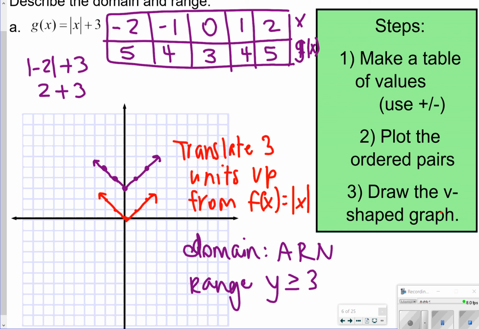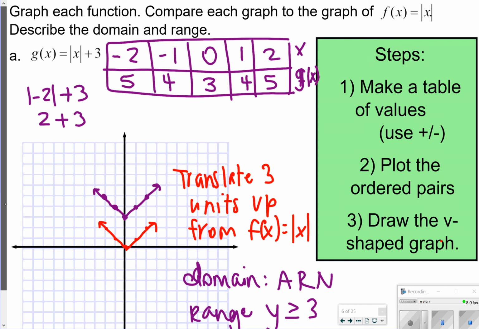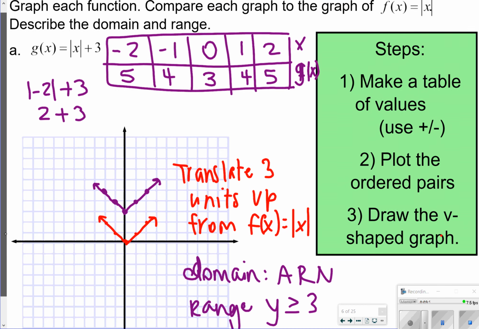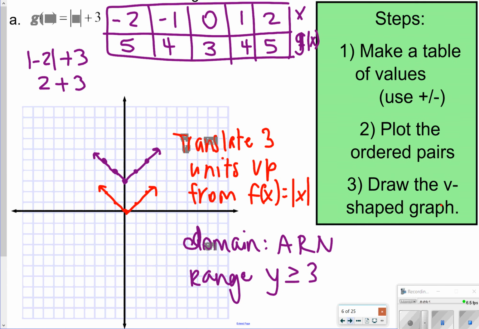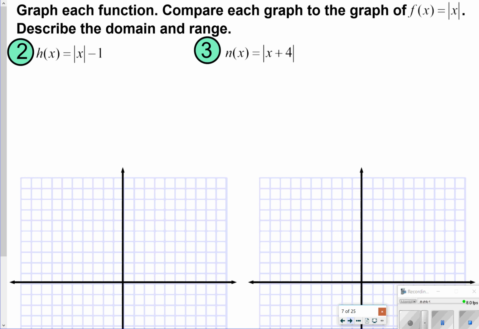Okay. So that's what you're going to do for the next few. Make sure you make the table of values, plot the ordered pairs, and then draw the V-shaped graph, and then answer the question, how does it compare to the parent function, and then describe the domain and range. So here's another one, here's another 2 that you're going to try. Again, make sure you use enough values so that you can see the symmetry over the y-axis. So let's go ahead and pause here so you can try both, and then once you're done, click play.